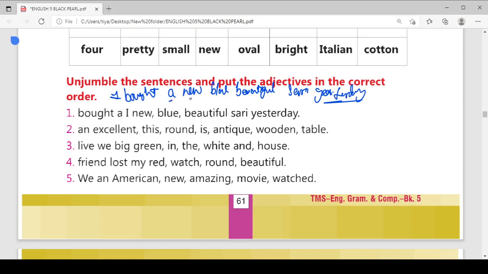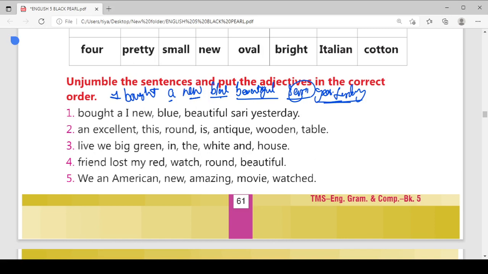Okay, quantity, value. Now we need to understand the color, because we don't have any shape and size here. So color or origin, beautiful, sari, material, yesterday.